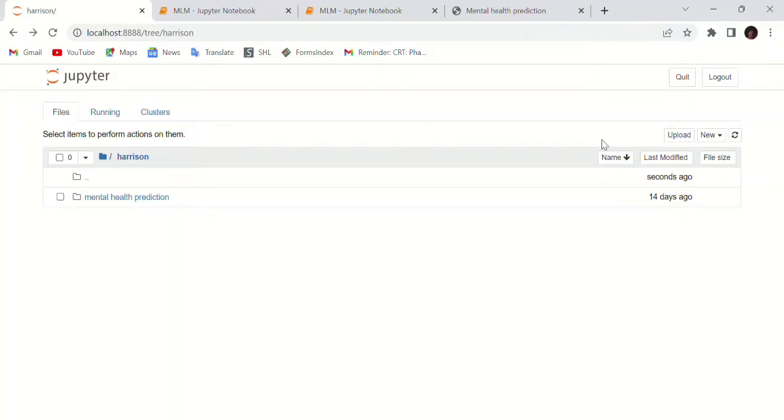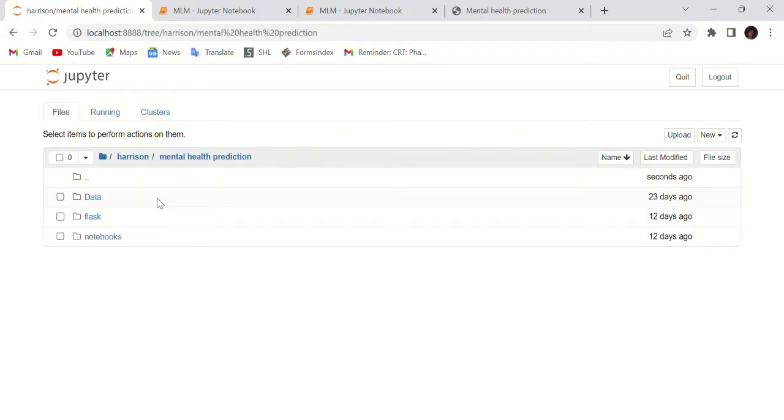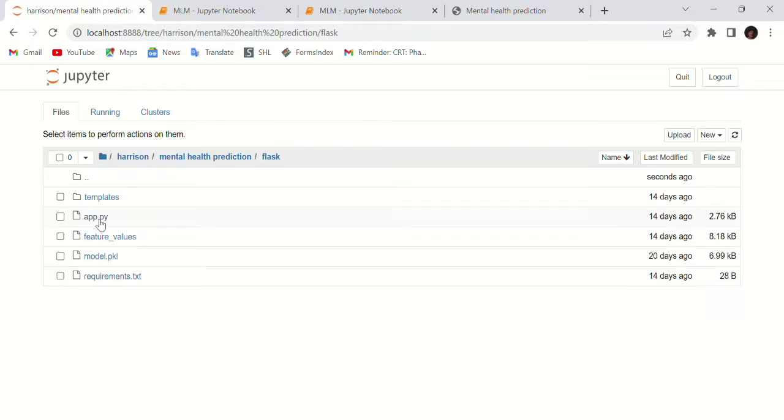Project title is about mental health prediction using machine learning. The project structure is data, Flask, and notebooks. The data set is given. In Flask, the templates, Python app file, and model file is given.